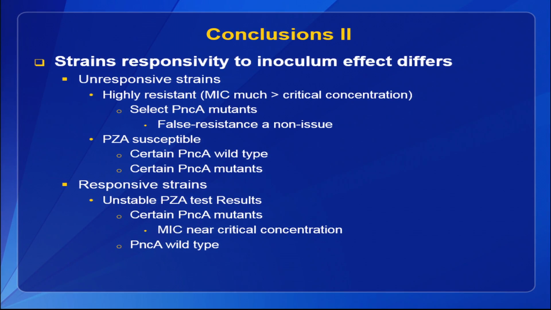We noticed that strains respond differently to the inoculation. Highly susceptible and highly resistant strains didn't seem to really matter. But when you had strains in that realm between susceptible and resistant on their MIC, the lower inoculation tended to improve that somewhat.